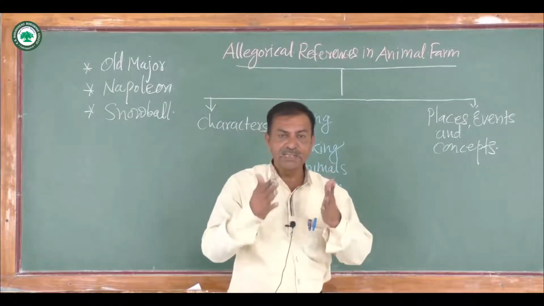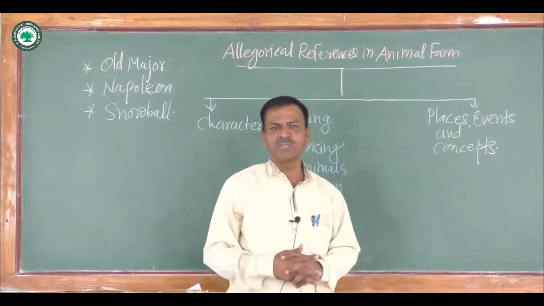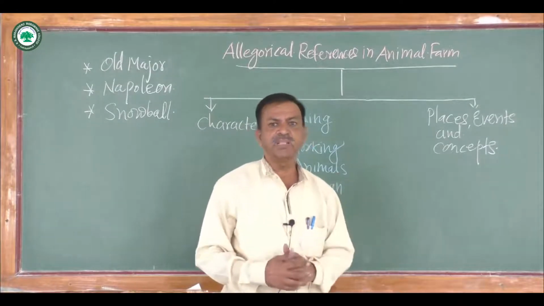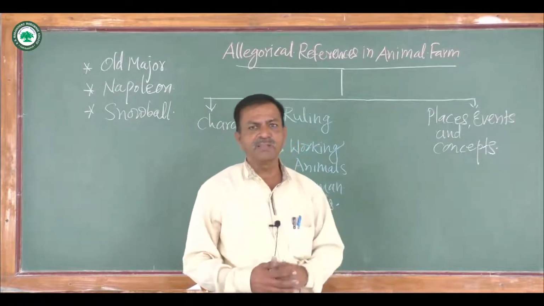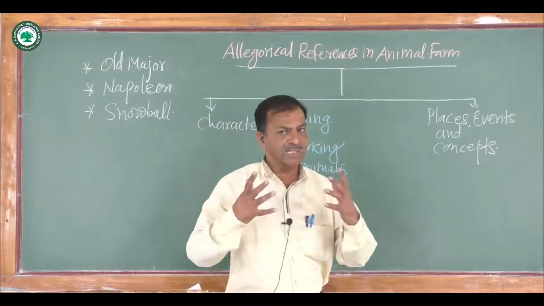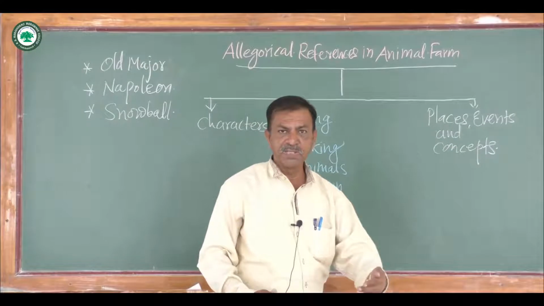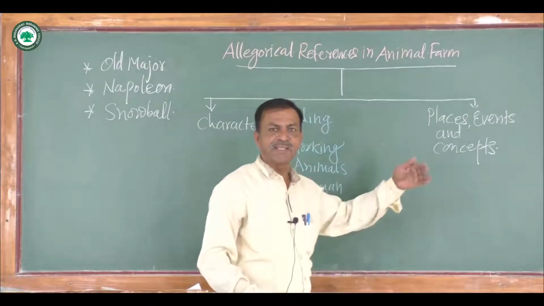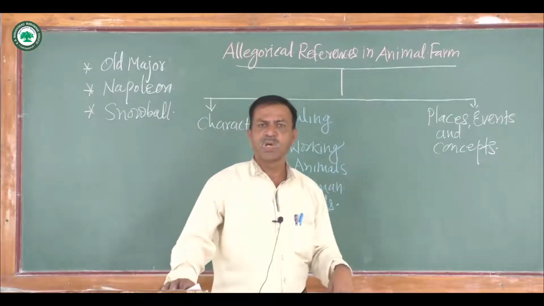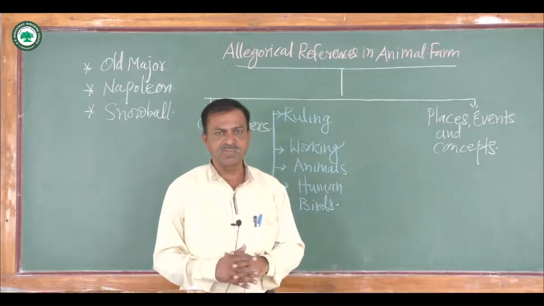So when you study it as an art, you can enjoy this novel, but being a student of English literature, you must know the allegorical meaning of that novel, how the novel is a satire, how the novel is a fable. So we'll study this novel according to these heads. But the first part of this video is related to how Animal Farm is an allegory, or we can say allegorical references in Animal Farm.